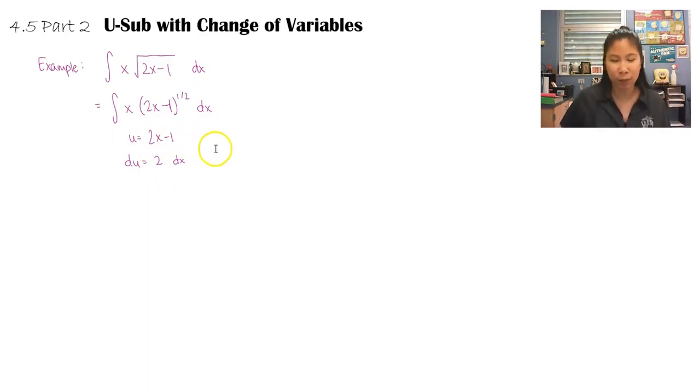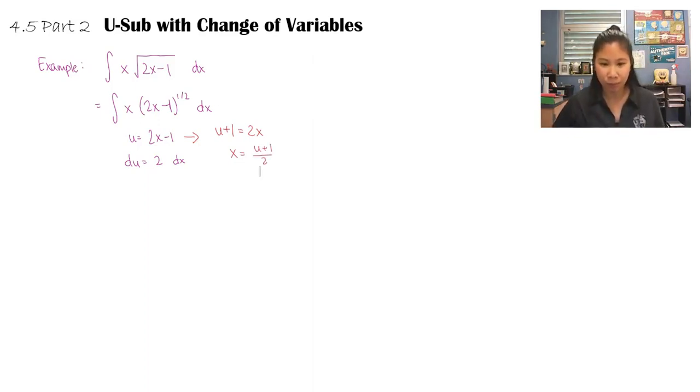we're going to use this thing called change of variables. To use change of variables, all we're doing is rewriting the u equation. I originally said u equals 2x minus 1. I'm going to use that to put this in terms of x. So I'm going to add 1 to both sides to get u plus 1 equals 2x, and then divide both sides by 2, so that x equals u plus 1 divided by 2.